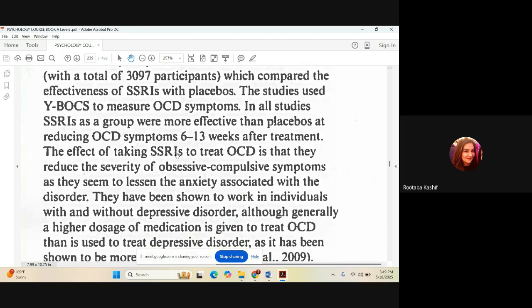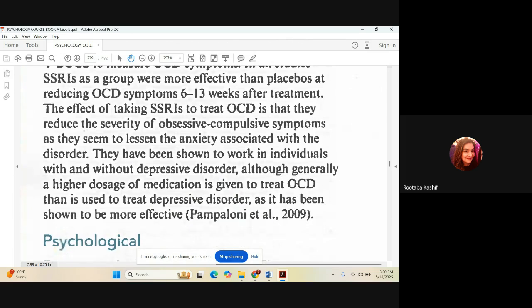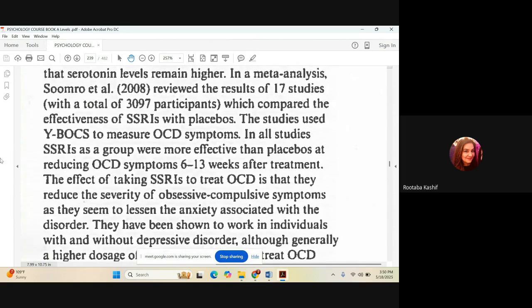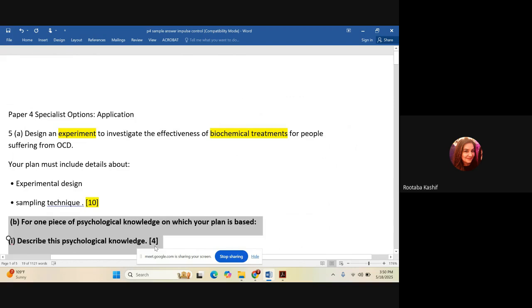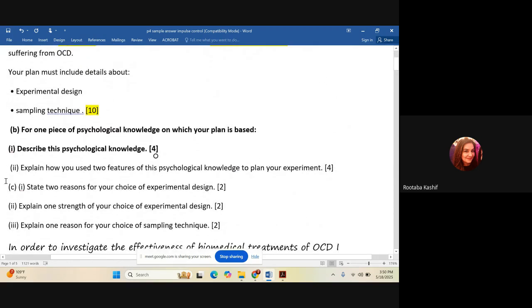The effect of taking SSRIs to treat OCD is that they reduce the severity of OCD symptoms and lessen anxiety, and they have been shown to work in individuals with or without depression. This is something that even if you don't write, it's fine. A higher dosage of medication is given to treat OCD than is used to treat depression. It has been shown to be more effective. So there's no need to write this part, but definitely the study of Sumro and details of that should be written here, right? So that would be the 4-mark summary that would come in here.